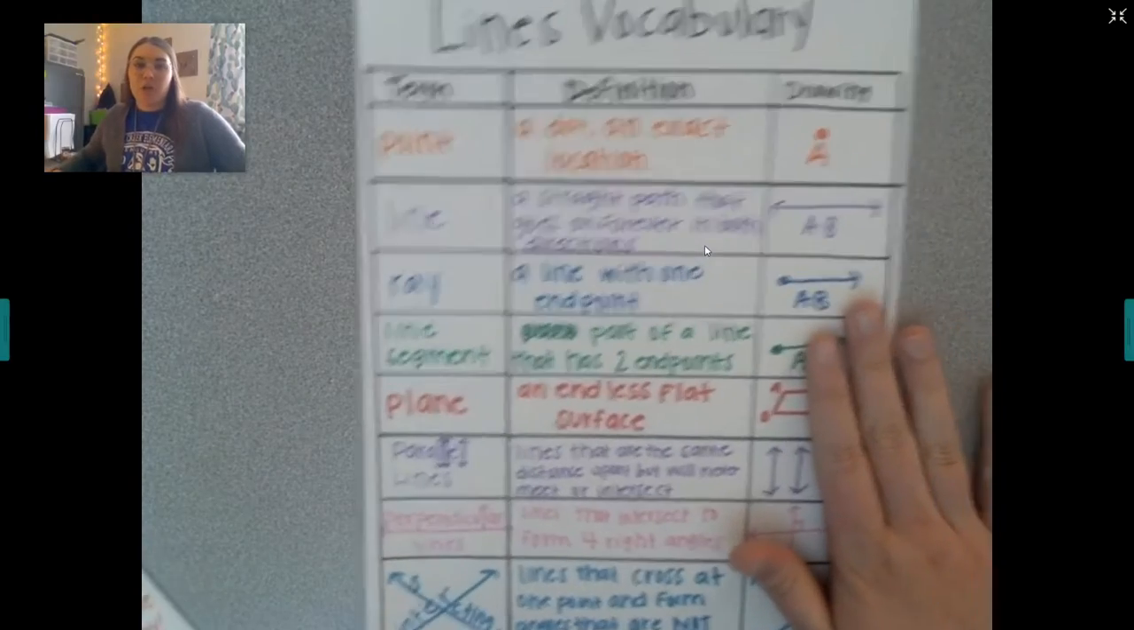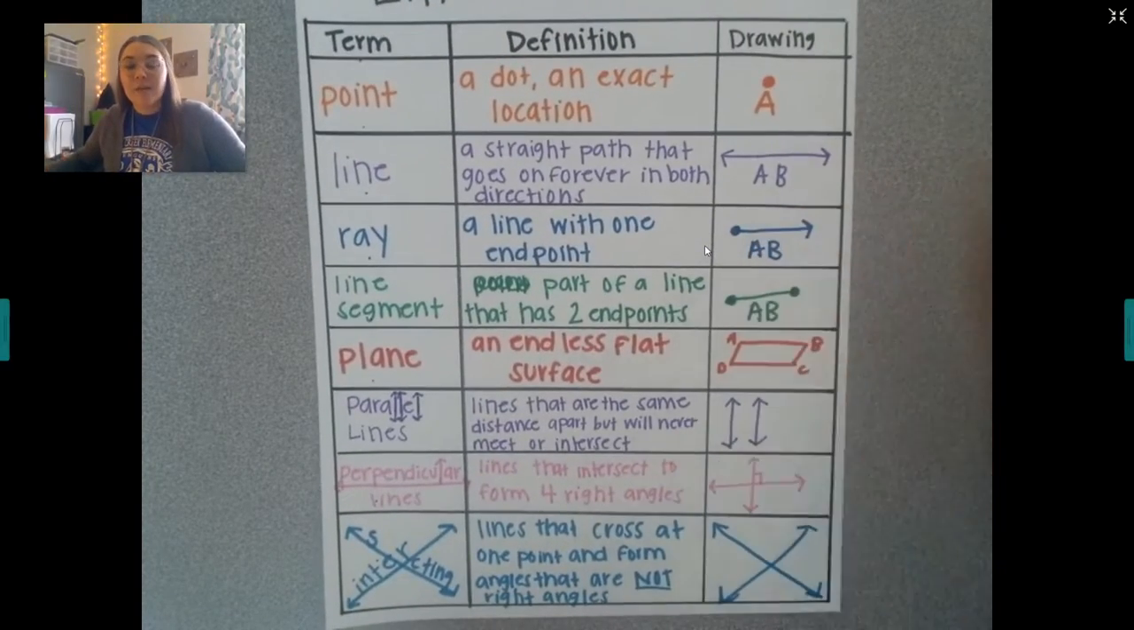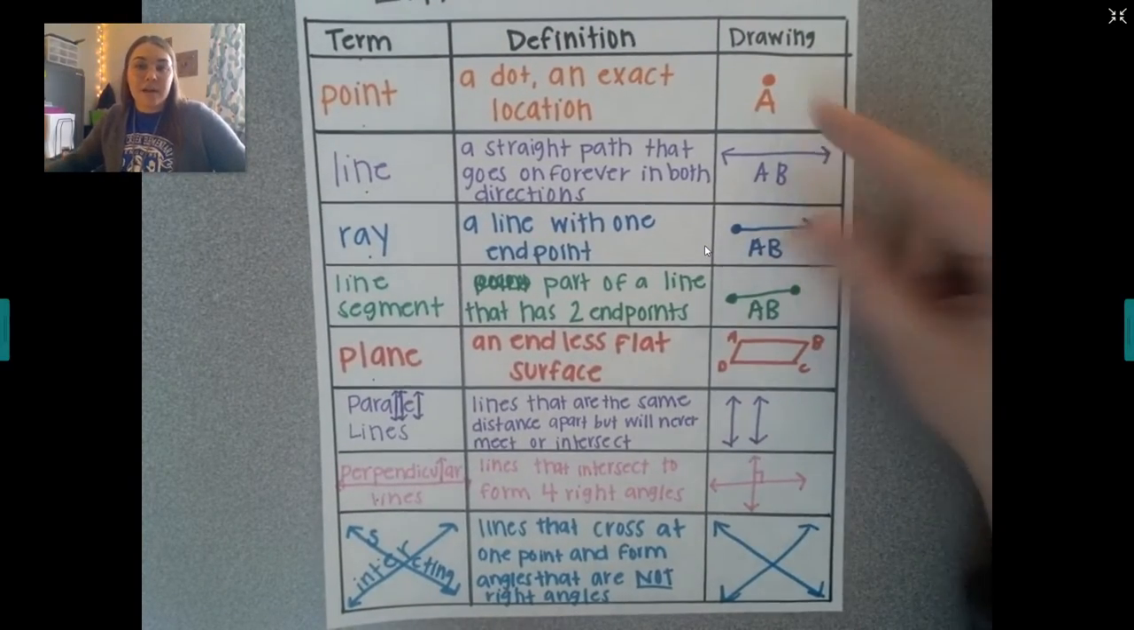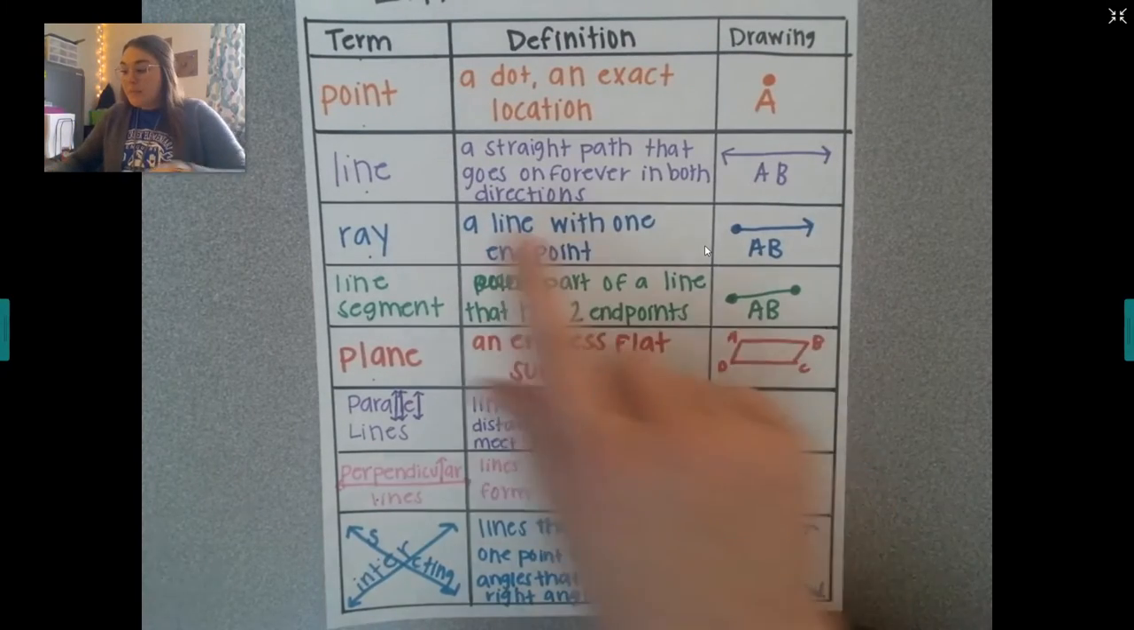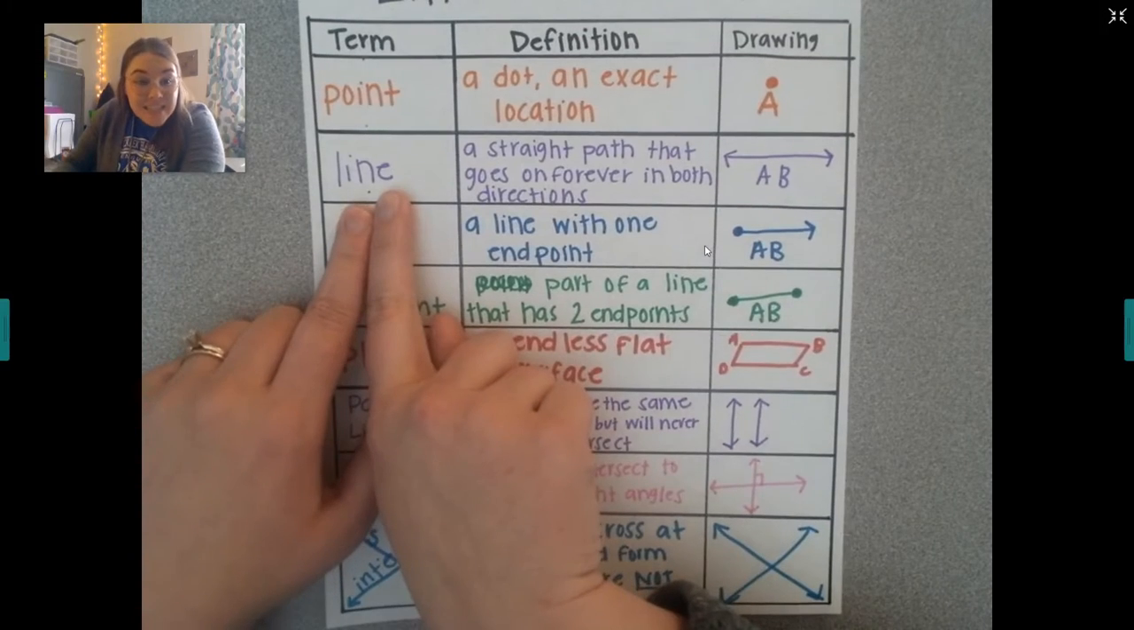So the first thing I want to talk to you about is lines. There are several different kinds of lines. The first thing we talk about is a point. A point is just a dot. It is an exact location. Then we have a line, and you guys missed this on the math interim. Not all of you, but most of you.